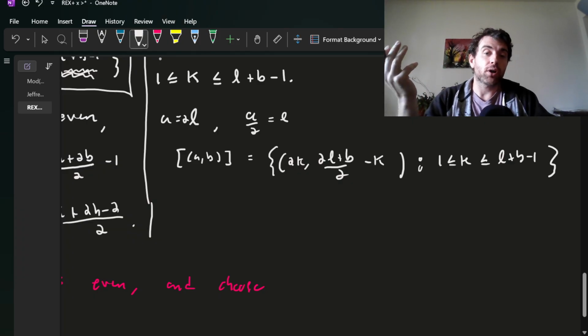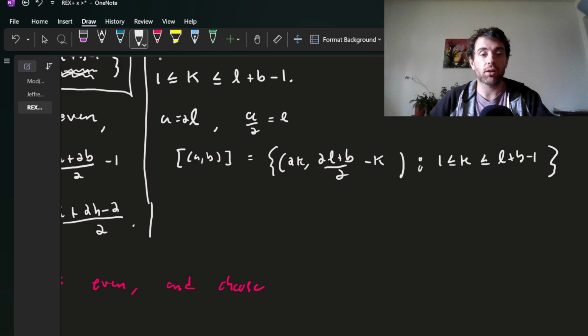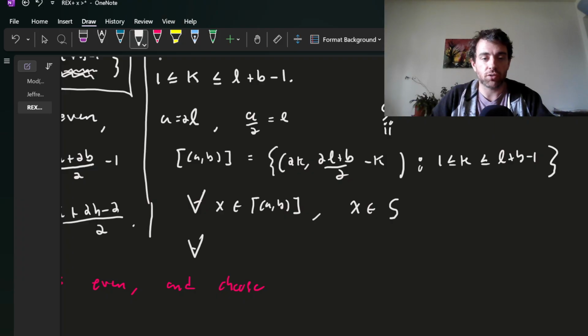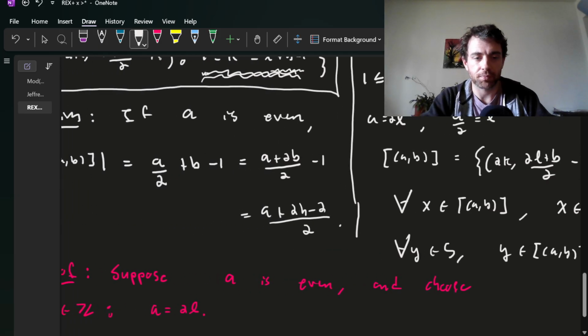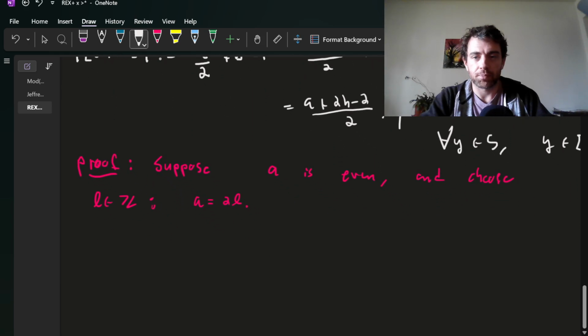So I'm trying to prove that these two sets are equal. How do I prove that two sets are equal? Well, I need to prove two statements. I need to prove first, for every element of the set on the left, that element belongs to the set on the right. So maybe I'll just be lazy and define this to be S. And conversely, for all y in S, I need to convince you that y belongs to the equivalence class. Okay, so let's go ahead and do that.